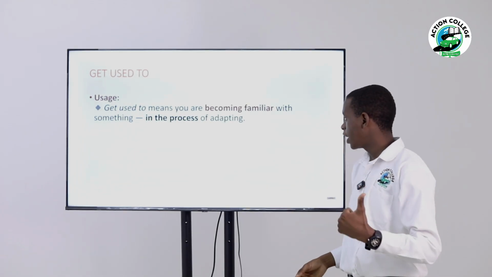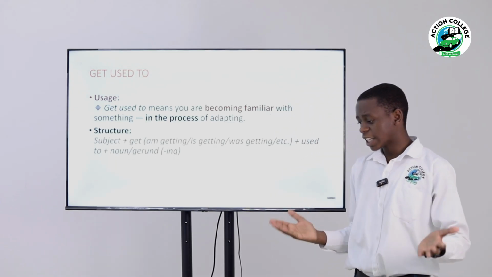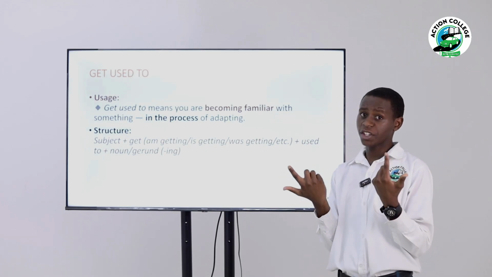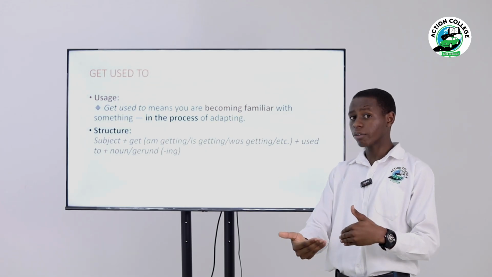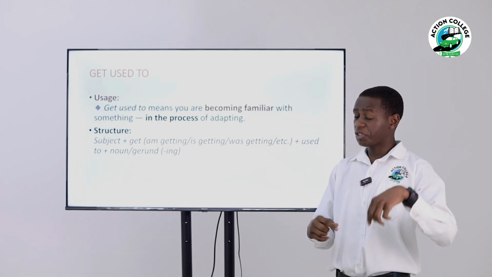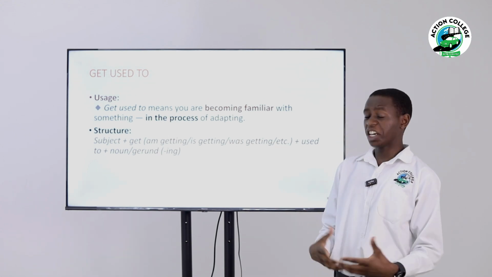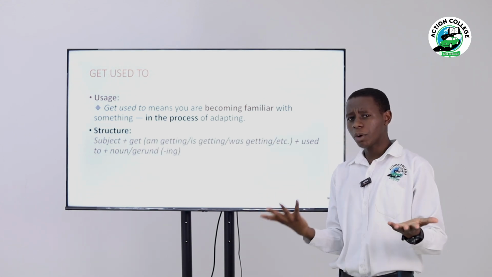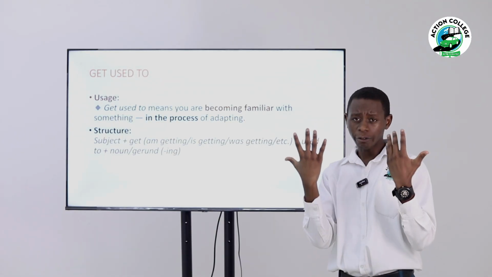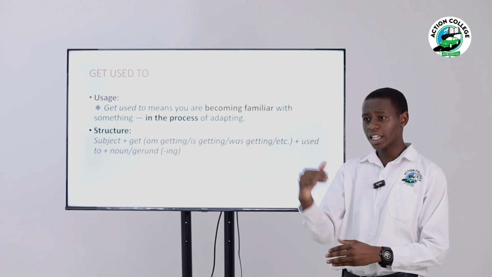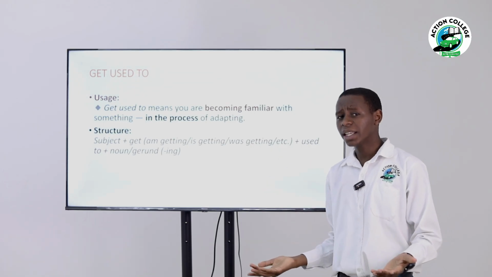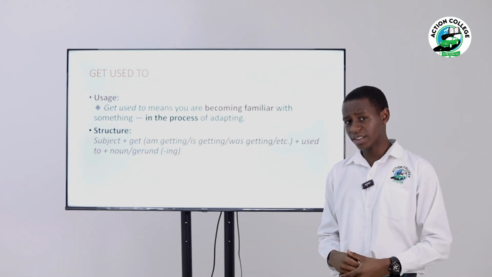For example, you can use subject, get. You can say I'm getting, if it is at this time, meaning that you are in the process of becoming familiar with something. Maybe you can say is getting, if it is someone else. Maybe you can say I was getting used. So this sentence is possible to put in the past, in the present, and into the future. For example, I can say I'll get used to doing something. You get used to doing something means that you will be familiar with something, right?